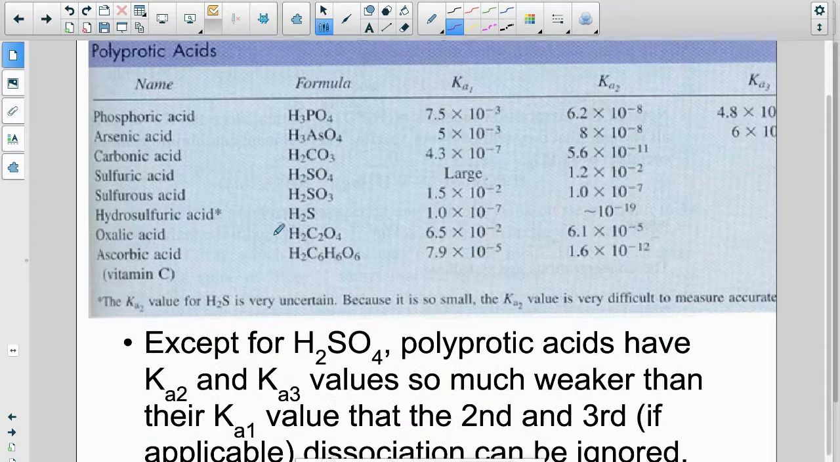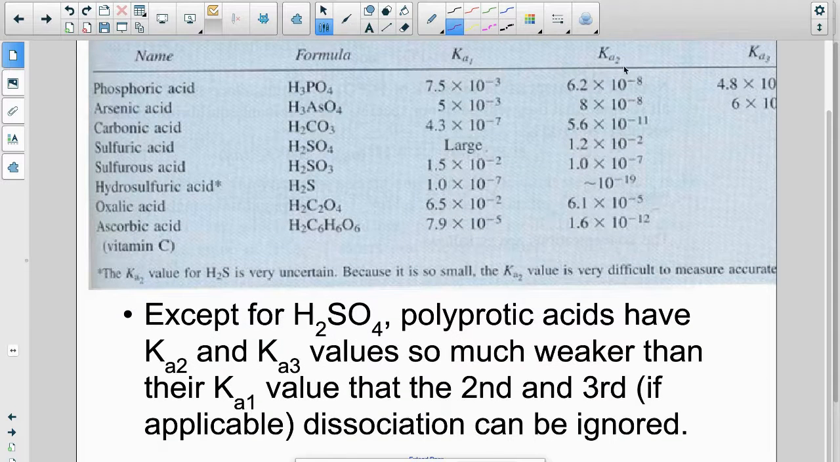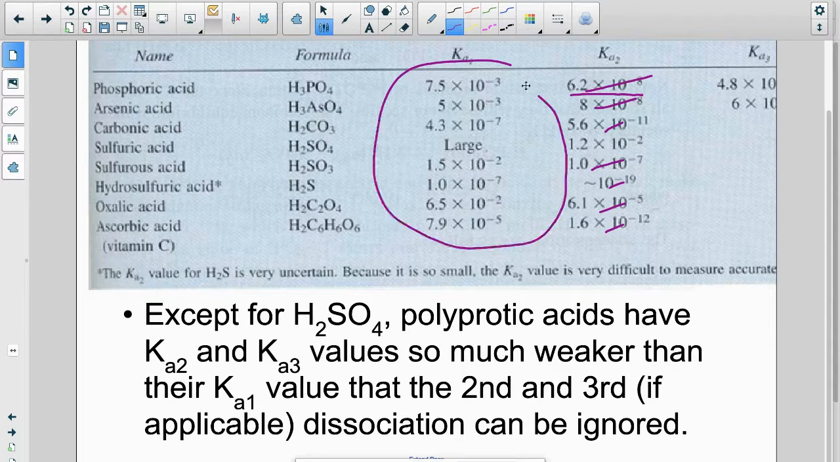And the general rule is that if your Ka2 is 3 orders of magnitude different from your Ka1, we can basically neglect the amount of H plus from here. Same with this one, right? These all can be neglected, and we can base our pH off of just the first Ka1.